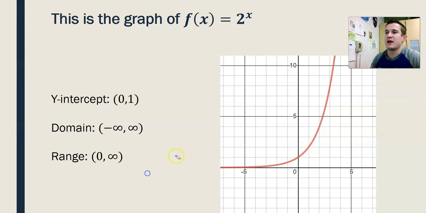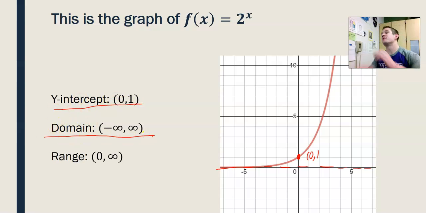So right here we have the graph of f of x, or y, equals 2 to the x. It crosses the y-axis at (0, 1) and has a horizontal asymptote at the x-axis, or at y equals 0. So the y-intercept is (0, 1). The domain is negative infinity to positive infinity. Always, for any exponential function, the domain is from negative infinity to positive infinity, and the range in this case, since the horizontal asymptote here is at y equals 0, is from 0 to positive infinity.